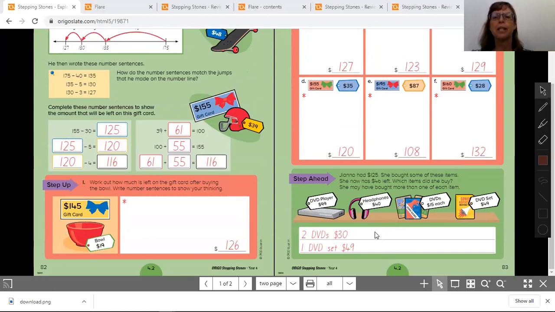Okay, for our step ahead, Gianna had $125. She bought some of these items. She now has $46 left. Which items did she buy? She may have bought more than one of each item. Okay, so there are lots of ways that you could have worked this out. Our answers are that she could have bought 2 DVDs at $30 or 1 DVD set for $49.